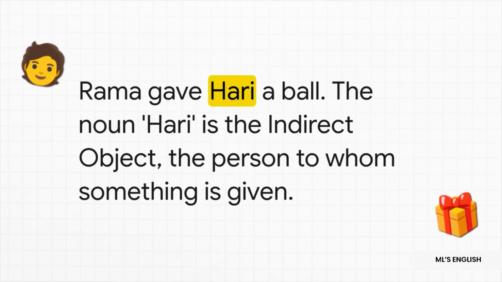Super straightforward. But wait, who did Rama give the ball to? Now watch this. We can add a person in there. "Rama gave Hari a ball." See how we just slid Hari in right after the verb? Hari is the beneficiary here. He's the one who benefits from the action. He didn't get the action done to him, the ball did, but he's the person the action was done for. And that, my friends, is our indirect object.